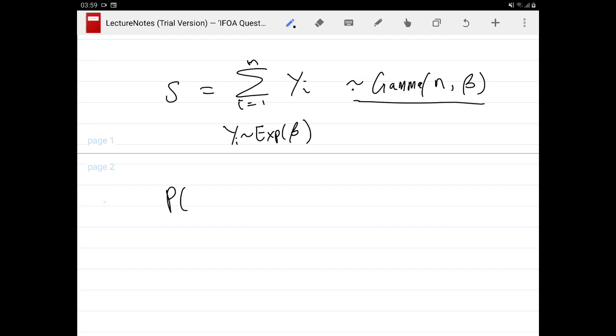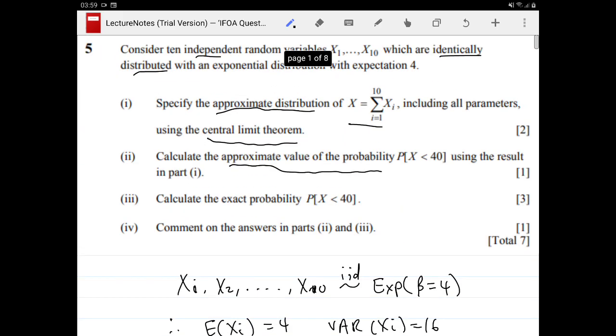Because we know that our s, which is our sum, has this distribution exactly, we can figure out the probability that s, actually I'll write our actual value x, is less than 40. That is equal to the probability that x is less than 40, where x is gamma, and we took 10 exponentials, and our exponential had a beta of 4. So you could go and do this probability exactly.